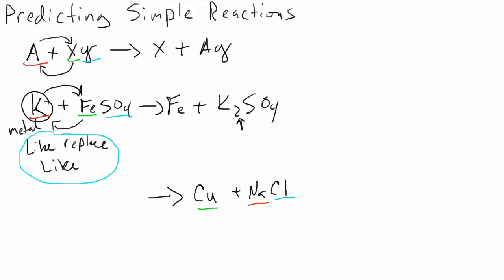So sodium and copper are metals. Those are the two that are going to be swapping places. So if these are the products, then what did you have at the beginning? Well, you had sodium by itself reacting with copper chloride.